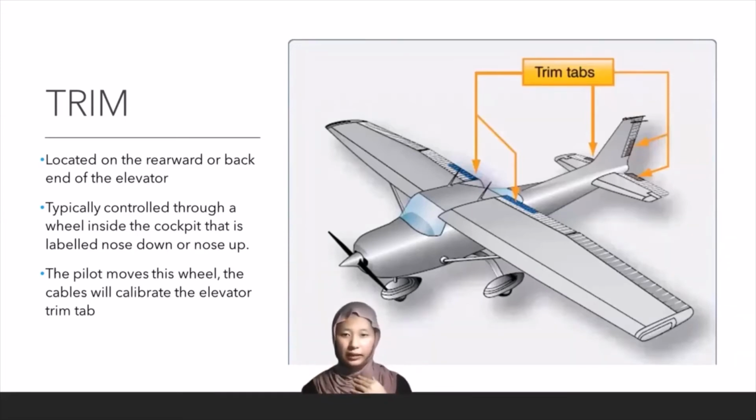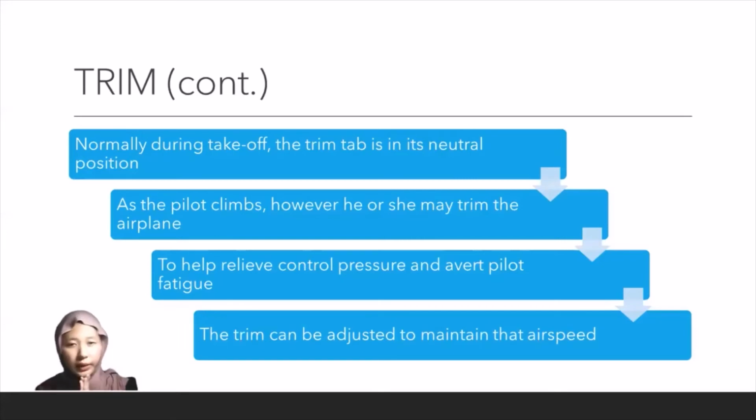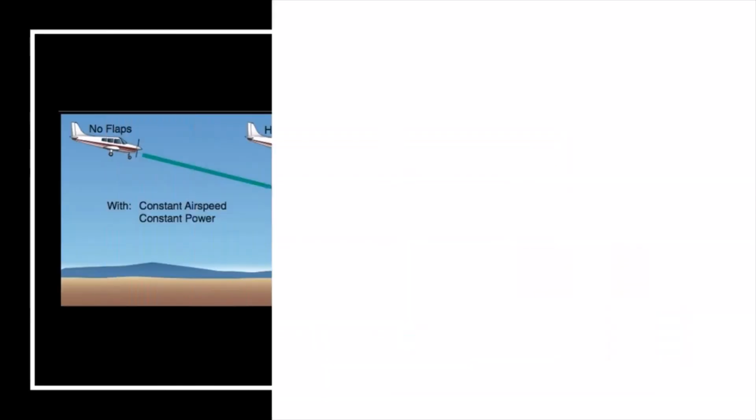Okay, so normally during takeoff, the trim tab is in its neutral position, which means it's flush with the elevator. As the pilot starts to climb, however, he or she may trim the airplane to help relieve the control pressure and avoid pilot fatigue. So in order to reach a specific airspeed they want, they can simply adjust the trim to maintain the airspeed. Okay, we can see on the next slide.